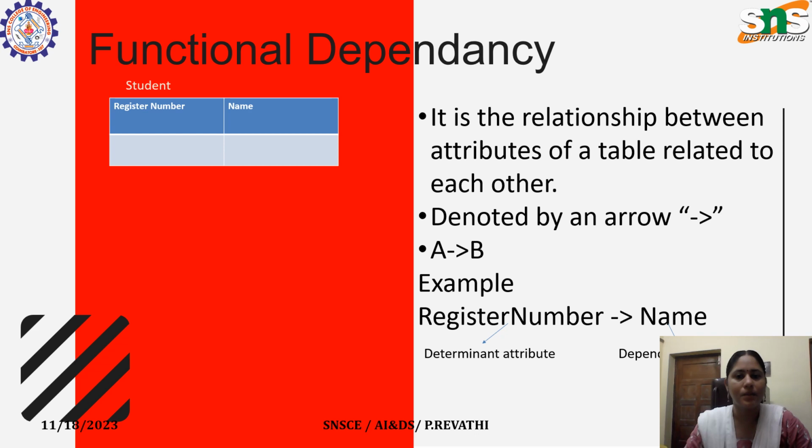For example, consider a student table with register number attribute and name attribute. Register number is a determinant attribute, name is a dependent attribute.